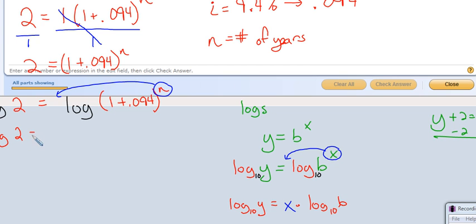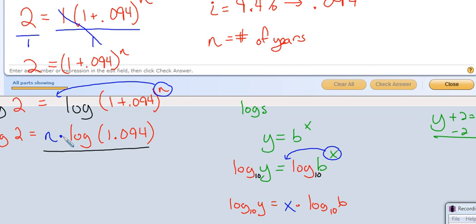log base 2 is equal to n times log 1.094. Okay, and all I did was add what was inside the parentheses there to put it together. Alright, so at this point, we're really close. We're going to go ahead and get n by itself.